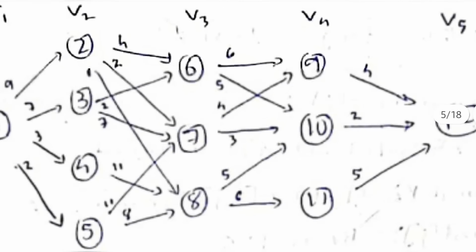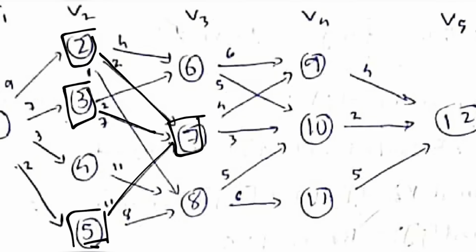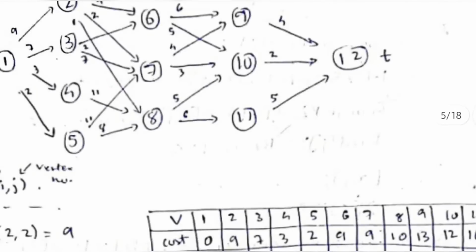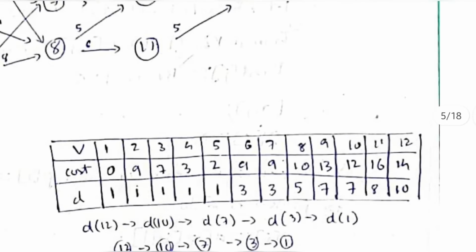Similarly for the seventh one, there are 3 possibilities. First one is this one, second one is this one, and third one is this one. For each I'll be calculating what is the cost here, what is the cost here, and what is the cost here, along with the sum of the edges pointed to 7. Okay, then I will be choosing the minimum one, what is the cost, and from which vertex I came. That I will be noting down below this. Okay, in that way I will be filling till 12.